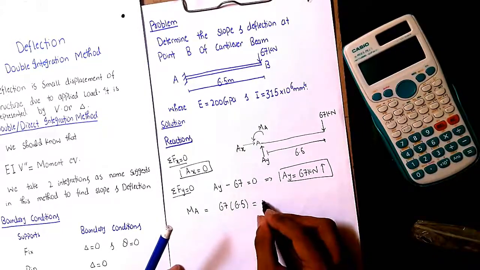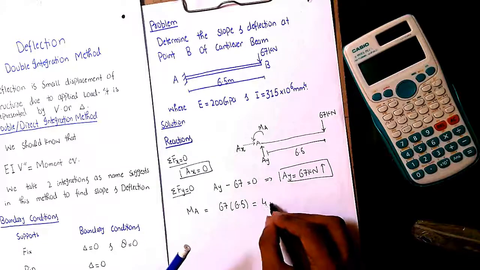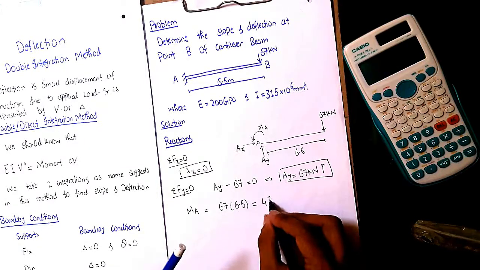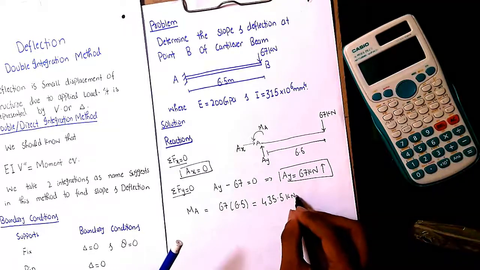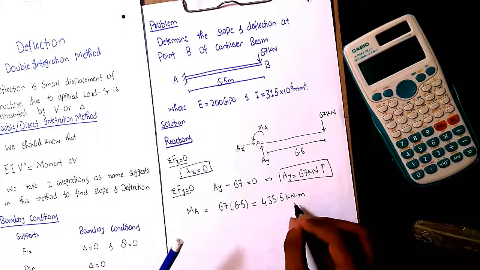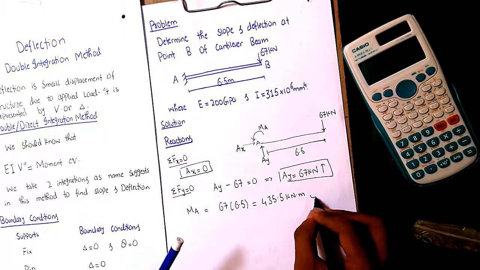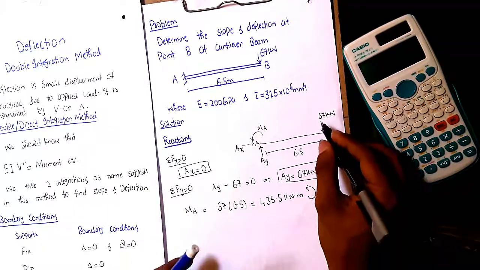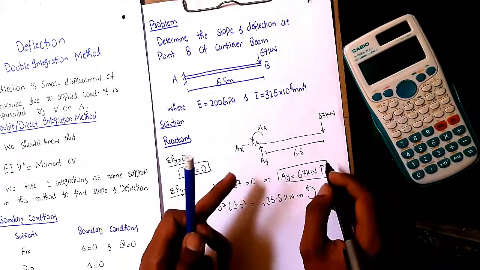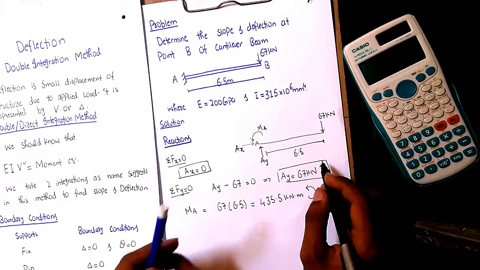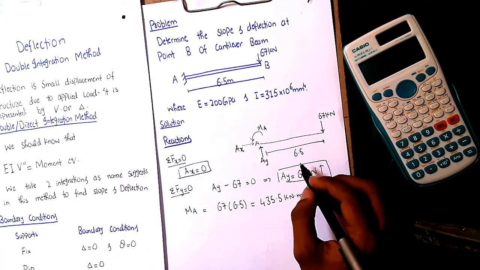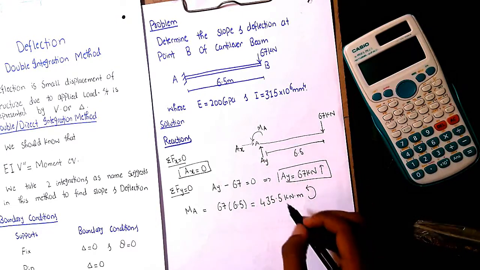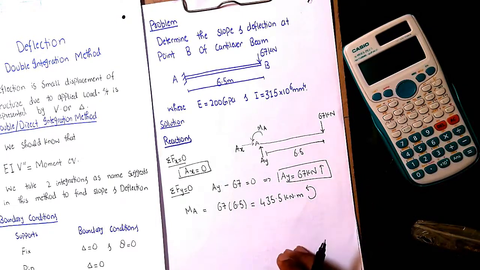This gives me moment at A is 435.5 kilonewton meter, which is counterclockwise, as this force is rotating the beam in the clockwise direction. So for the beam to remain in equilibrium, it will produce a counterclockwise moment at A.